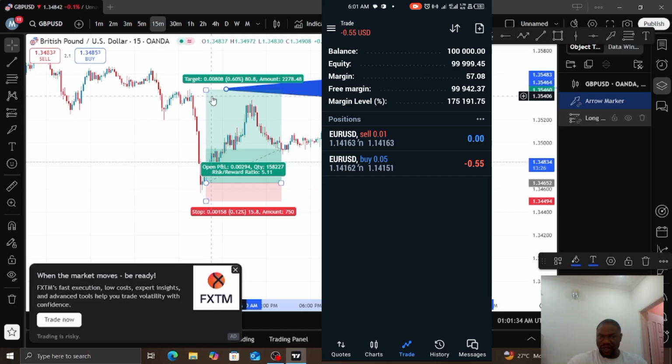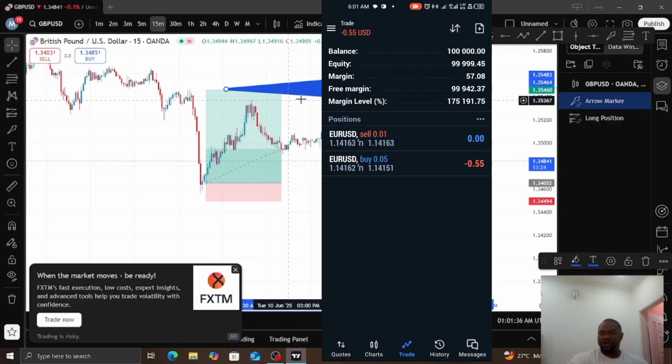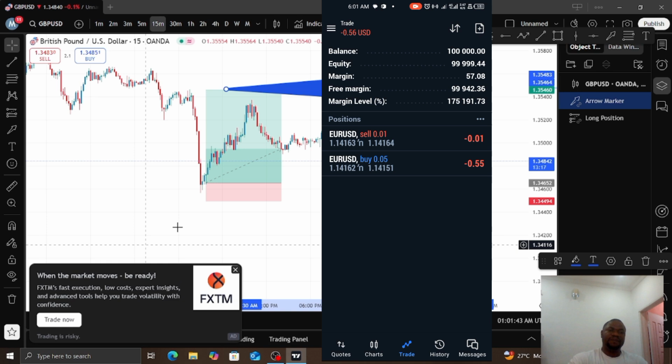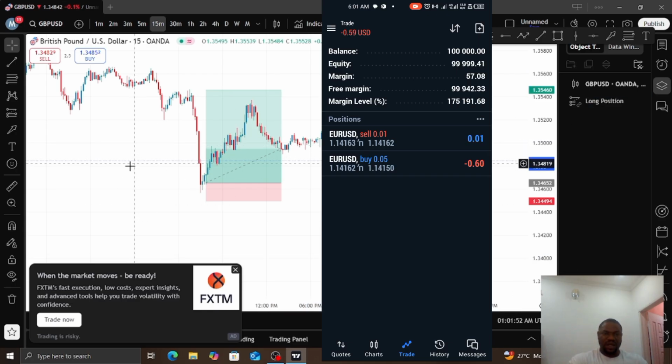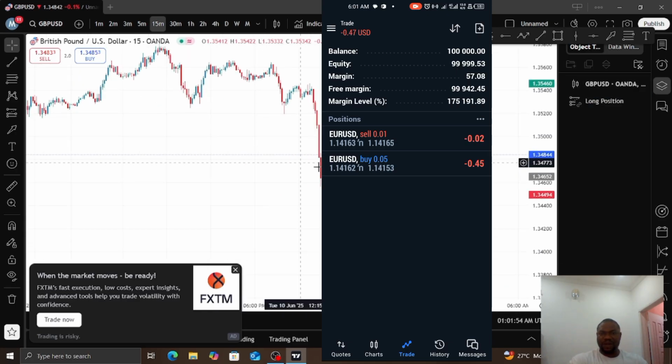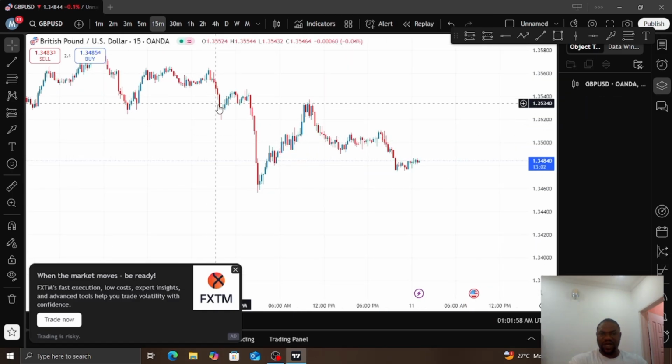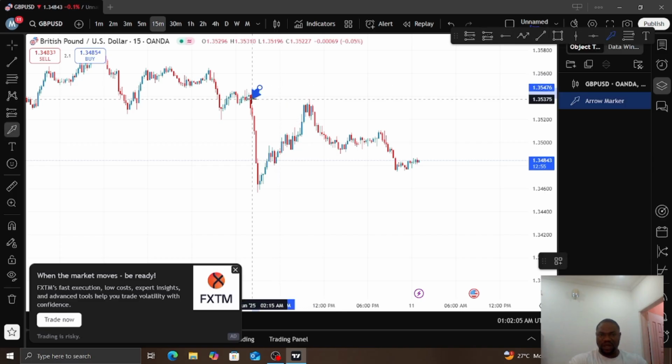So what happens is once the trade gets to this point, it will take you out in profit. And if the trade goes against you to this point, it will take you out in loss. I hope this is quite understood. So that is how to place your take profit for a buy, and your stop loss. It's also applicable for a sell position.